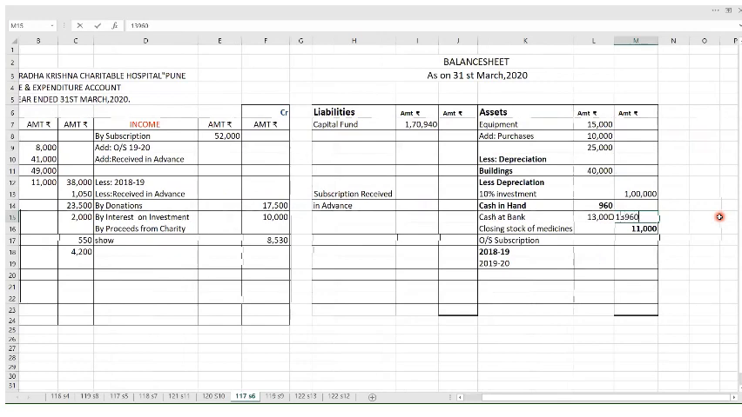Then we're going to give the effects of depreciation. Depreciation on equipments is 1,900. So we're going to deduct the amount of depreciation from the equipment, 1,900, and we're going to put the value in the outer column. So that is 23,100.